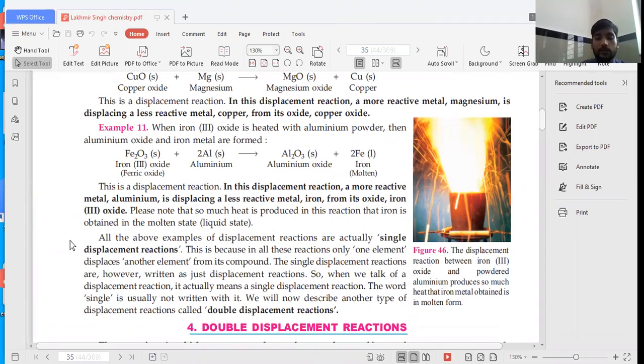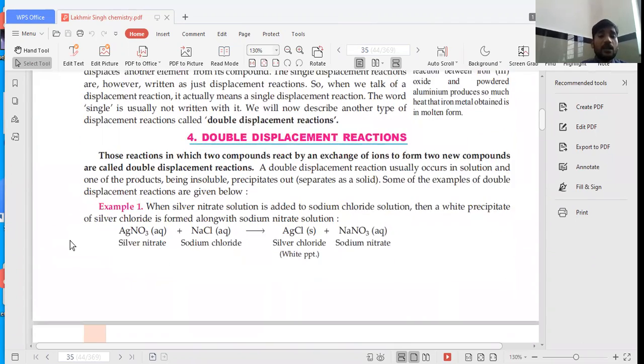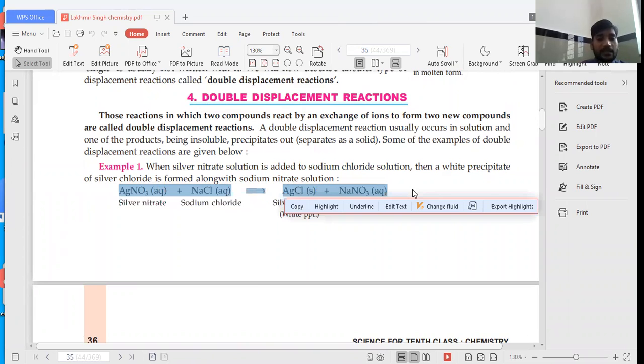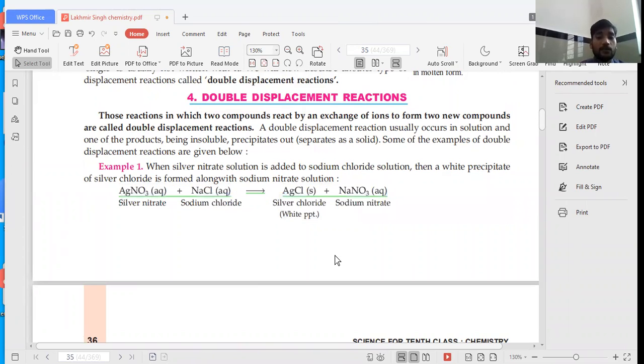Let's move forward to see the double displacement reactions. Beta, double displacement reactions are those reactions in which interchange of ions takes place. For example, you can see AgNO3 reacts with NaCl to give AgCl and NaNO3. Here an exchange of ions is happening. Silver had the nitrate, that is going with chlorine, and it will take the chloride ion, and sodium nitrate will be formed. Understood? So interchange of ions takes place.